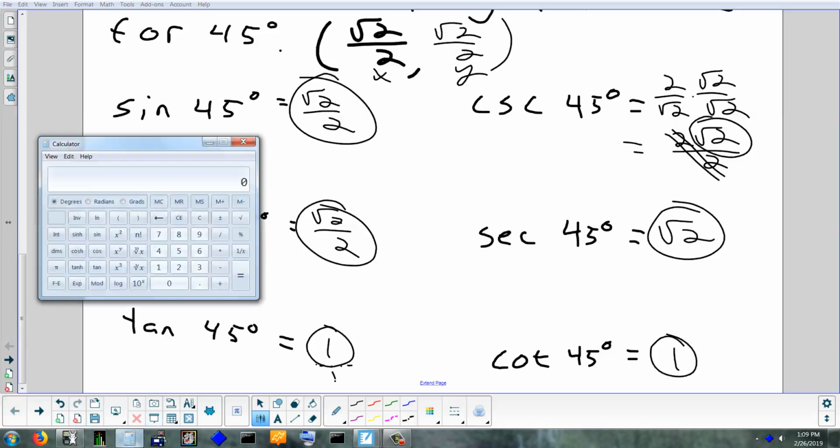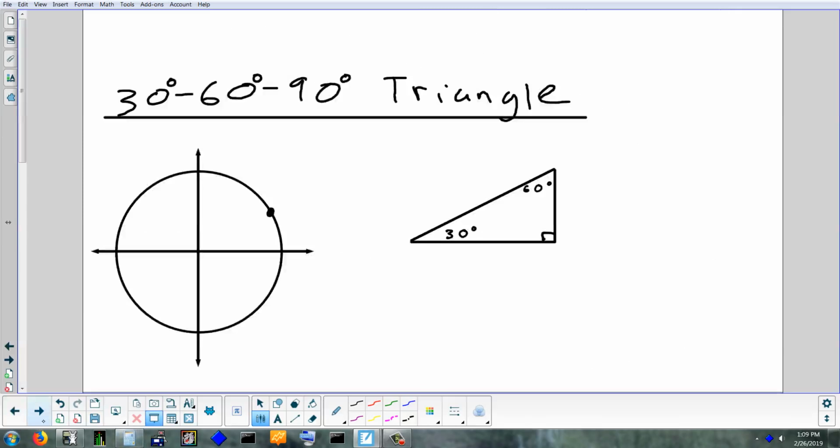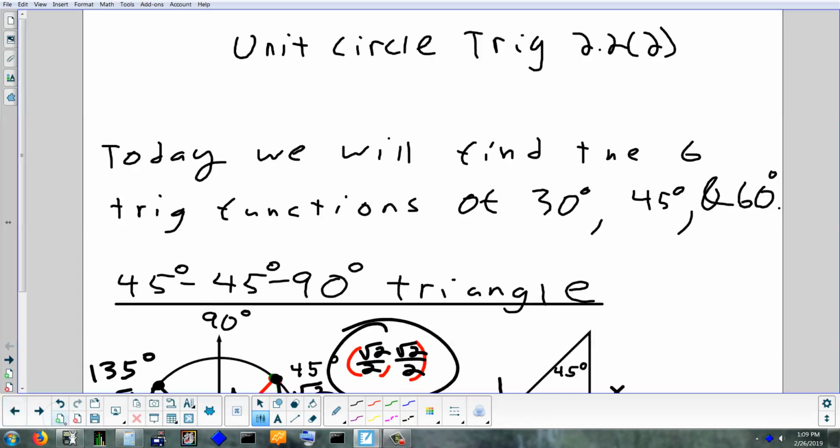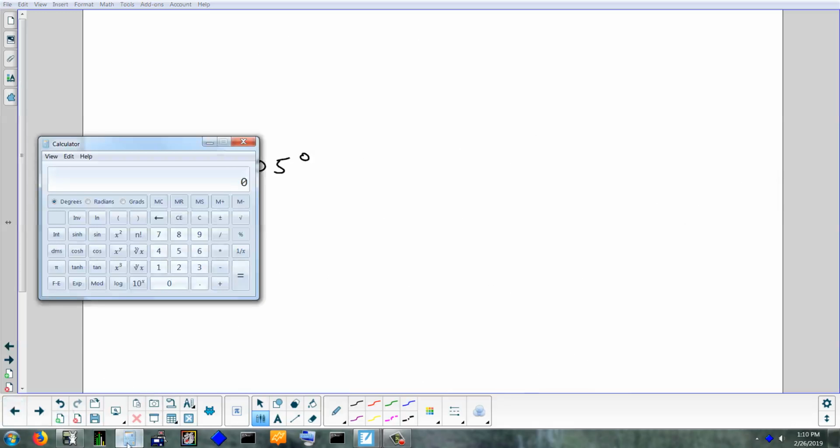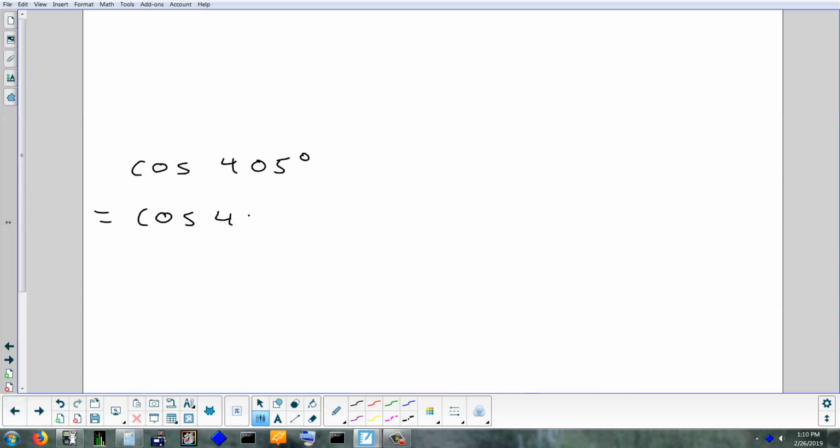Right. What if I asked you for a problem like, say I asked you for the cosine of 405 degrees. What would you do first if you had to do that problem? Subtract 360. 405 minus 360, it's really just a 45-degree angle. We just did that. So if you see cosine 405, it's no different than what we just did.